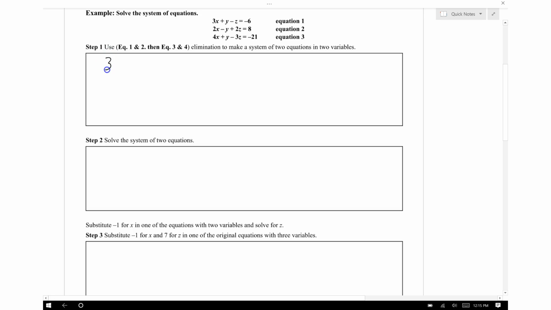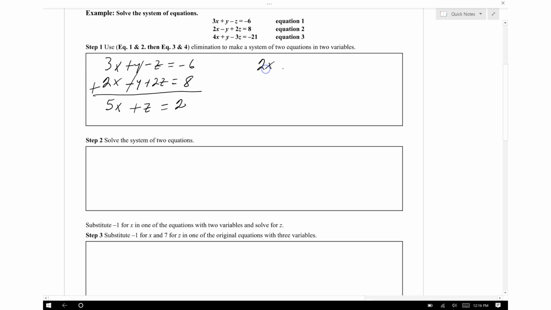So we have 3x plus y minus z equals negative 6. And we have 2x minus y plus 2z equals 8. So we're going to add those two. We have 5x and we have y minus y that cancels. And we have 2z minus z, which gives us z equals 2.